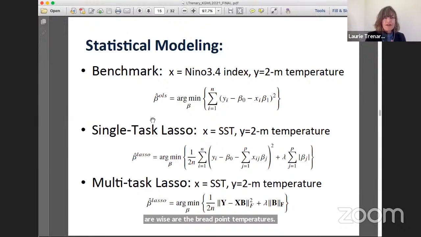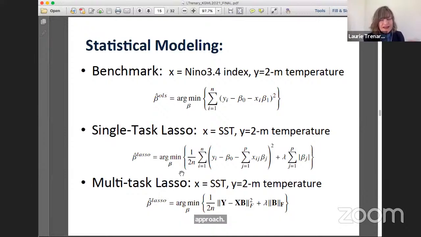We'll combine that with two lasso configured models. The first is a single task lasso. And now to find our betas, we're minimizing a cost function that's similar to ordinary least squares, but we've now included this penalty term. And so this penalty term is included to penalize model complexity. So as lambda gets big, goes to infinity, these betas will go to 0. And conversely, as lambda goes to 0, this cost function will approach ordinary least squares.